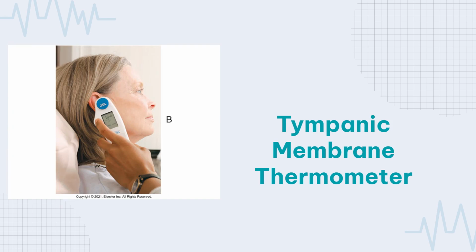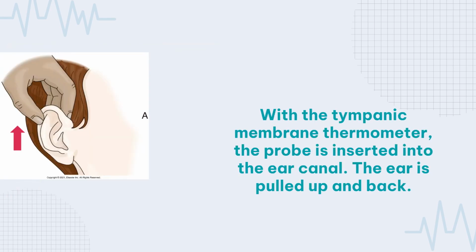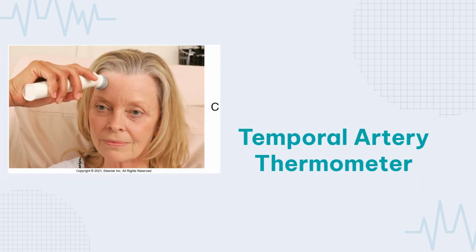This is a picture of a tympanic membrane thermometer. It's just placed in the person's ear to read the temperature. With the tympanic membrane thermometer, the probe is inserted into the ear canal. The ear is pulled up and back, just like it's shown in the picture. This is a picture of a temporal artery thermometer. It goes across the person's forehead.